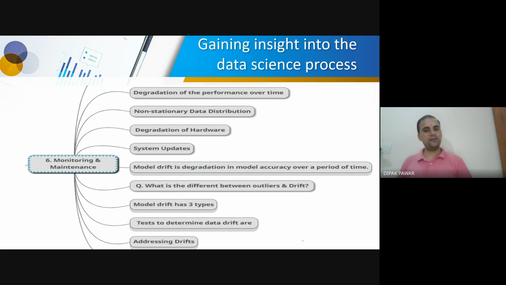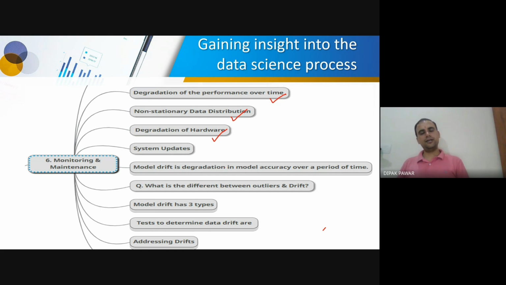So why do we require monitoring and maintenance? It provides information on the degradation of performance over time, right? Everyone knows that what the data was 10 years ago and what it is currently is a huge difference. We also require monitoring and maintenance when we have a non-stationary data distribution. And it might be possible that after a certain amount of time there is degradation of hardware.